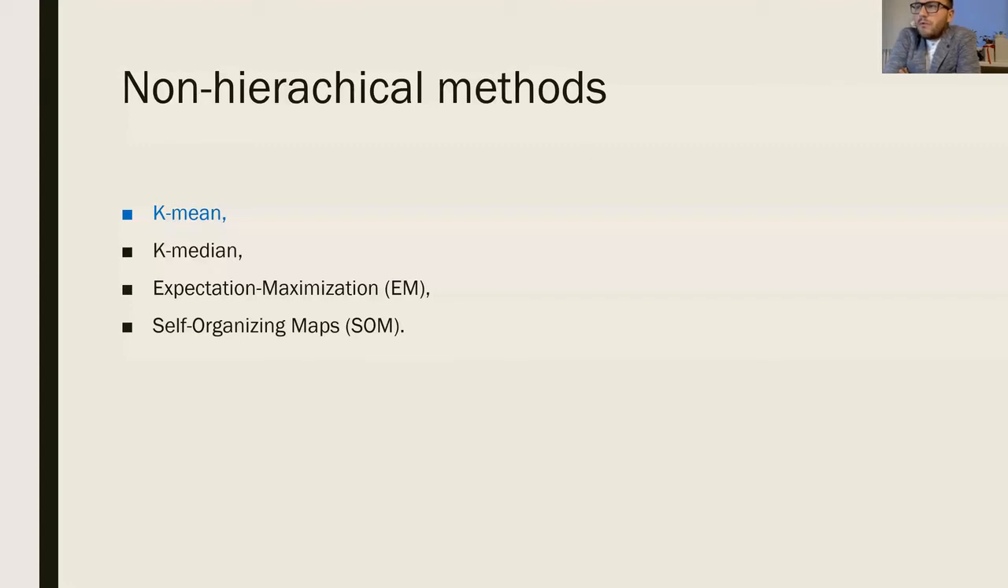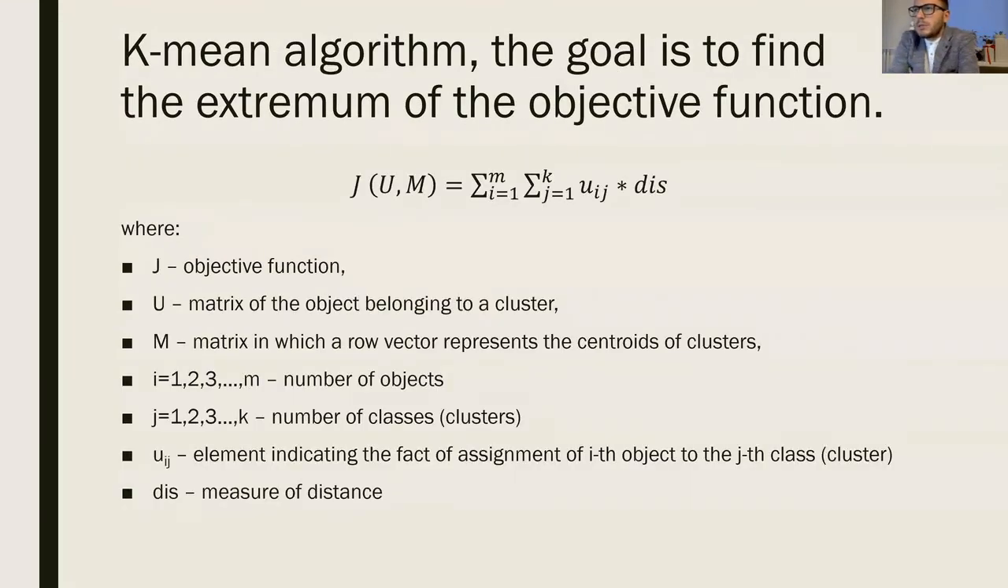Okay, so now let's move to non-hierarchical methods. They also may be different, like k-means, k-medoids, ITM, or self-organizing maps. But today I would like to focus on the k-means algorithm, whose general aim is to find the extreme of an objective function. The equation, how to realize it, is presented on the slide.